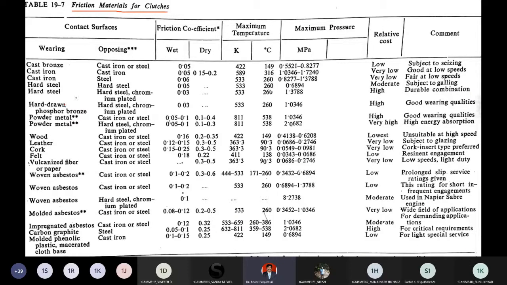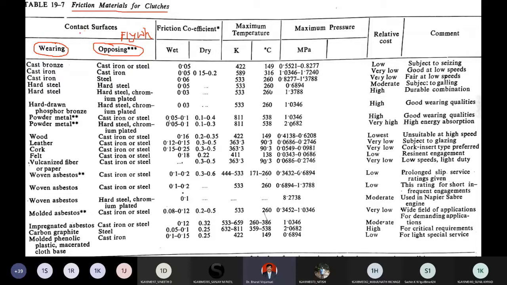So here, now what does it mean? What is varying and what is opposing? Try to understand. The varying material is nothing but the clutch plate. The opposing material is the flywheel material. Guys, try to understand this. So this is the flywheel, and this is the opposing material. So what exactly does it mean? Cast iron or steel is usually the flywheel material, and this is your clutch.